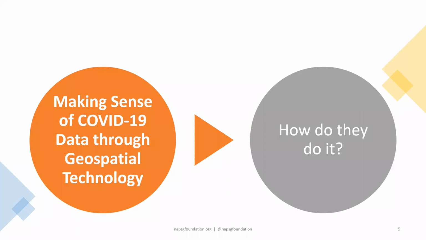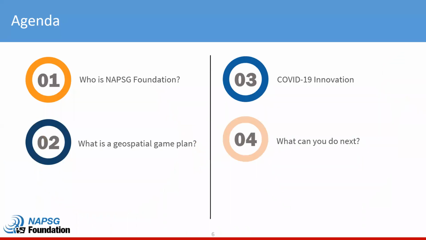So going back to the title of this series, Making Sense of COVID-19 Data Through Geospatial Tech, how did they do it? I'd like to share a little bit from my perspective. I'll start with speaking briefly about the organization I work for and the community we support. I'll dive into the topic of geospatial game plans. Next, I'll highlight some examples of COVID-19 innovation. And if you want to take a short break and just come back at the end, I'll talk about what you can do to actually get involved. And I think that's what's really important.